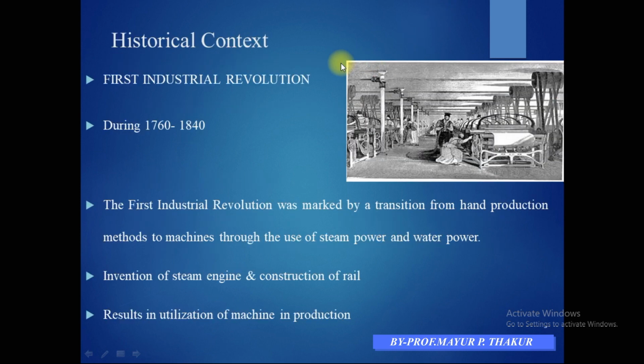The industrial revolution went through different stages. During 1760 to 1814, there was the first industrial revolution. The first industrial revolution marked the move from hand production methods to machines through the use of steam power and water power. In the first industrial revolution, there was the invention of the steam engine. Then construction of the railway stimulated the overall revolution. As a result, the utilization of machines increased in the production process. So that was the first industrial revolution.